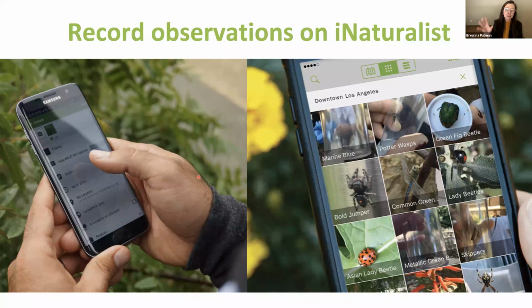Step two is then to record your observations on iNaturalist. The easiest way is using the smartphone app, and it is available for iOS and Android. But if you have a digital camera that you want to use, like an SLR, that's also feasible. You can put the photos onto your computer and then upload them on the website. But I think it's easiest to just do it through the app.